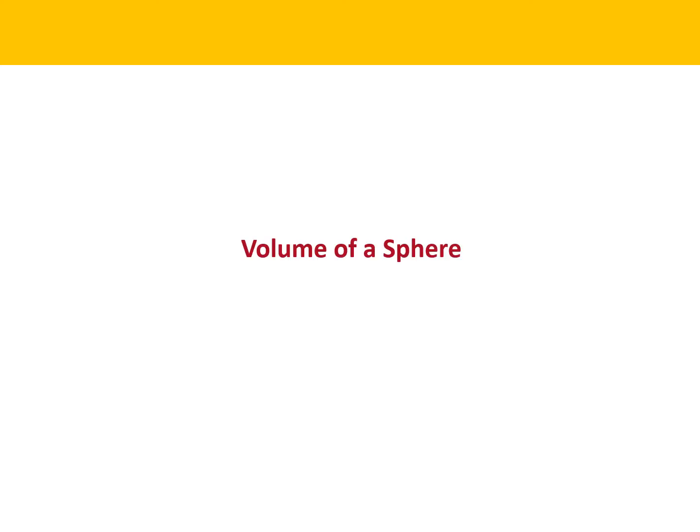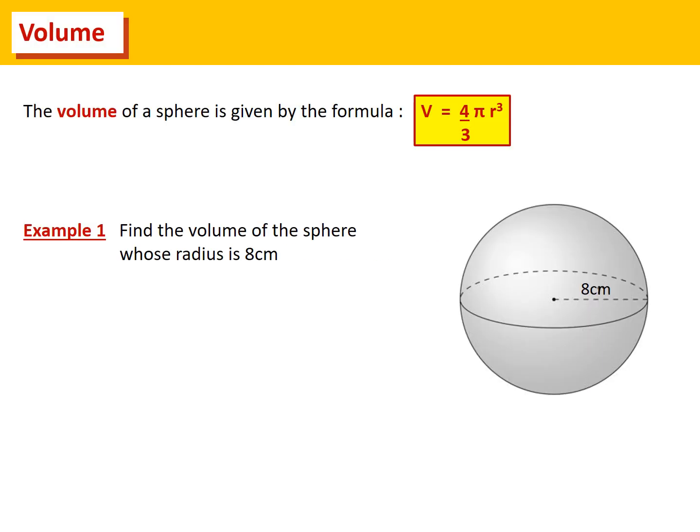Moving on then to find the volume of a sphere. There's the formula there in the box, 4/3 pi r cubed. Or you can think of that as 4 pi r cubed all divided by 3. It's the same thing. 4 pi r cubed divided by 3, or 4/3 pi r cubed.